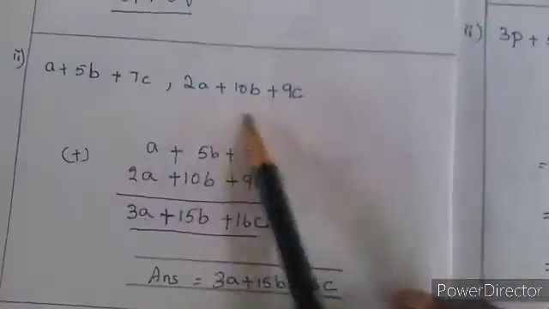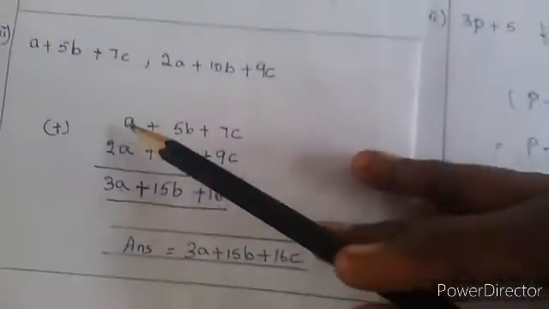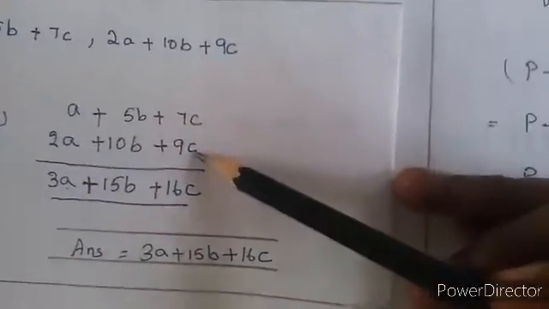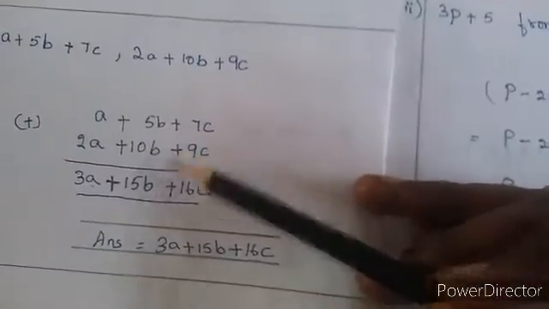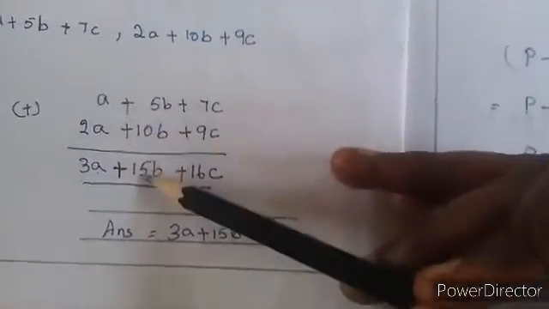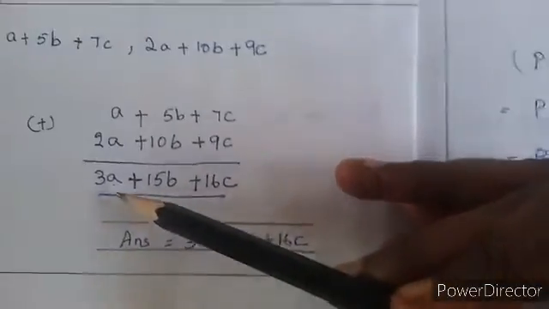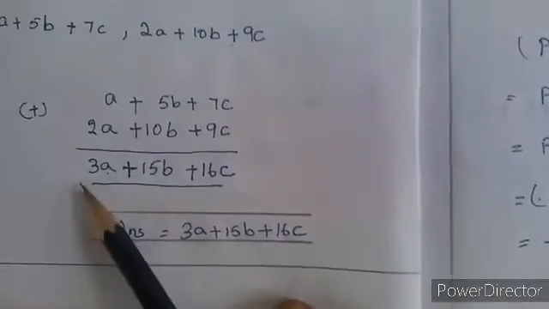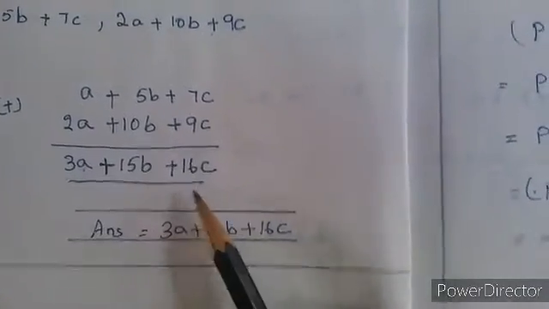And one more sum in this. They have given two expressions. You arrange the terms: A terms, B terms and C terms. And plus into plus, you have to add the C terms, then add the B terms, and then the A term. Your answer is 3A plus 15P plus 16C.